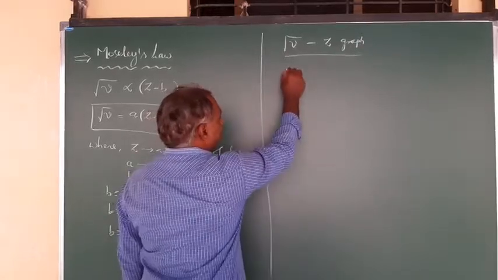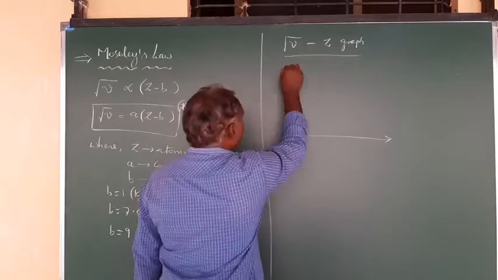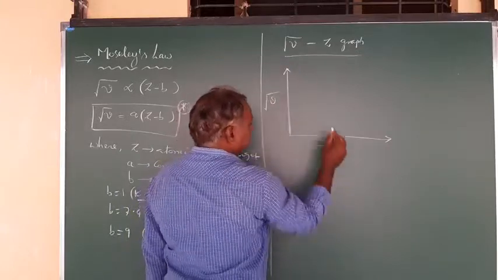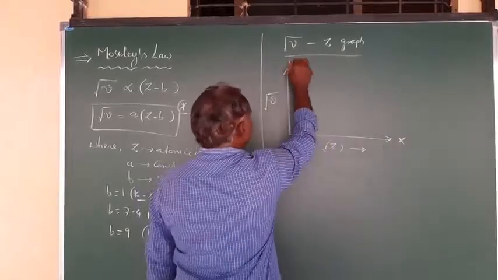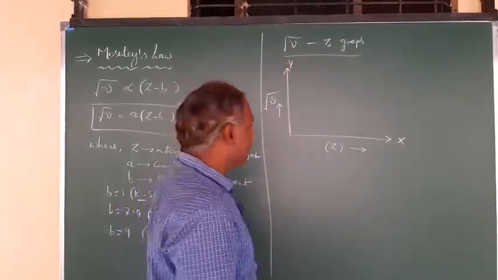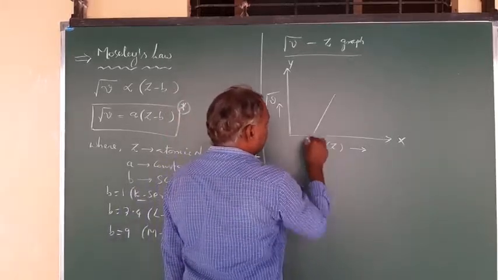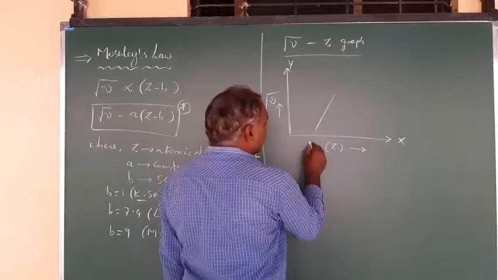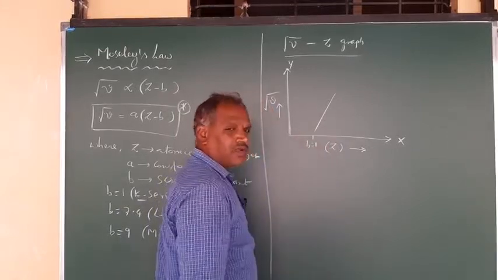So you can observe the graph comes like this. This is the square root of frequency, and here the atomic number Z is along the x-axis. This is the y-axis, along which we have taken the square root of frequency. Now here you get a straight line. Up to here, the b value comes to be 1.